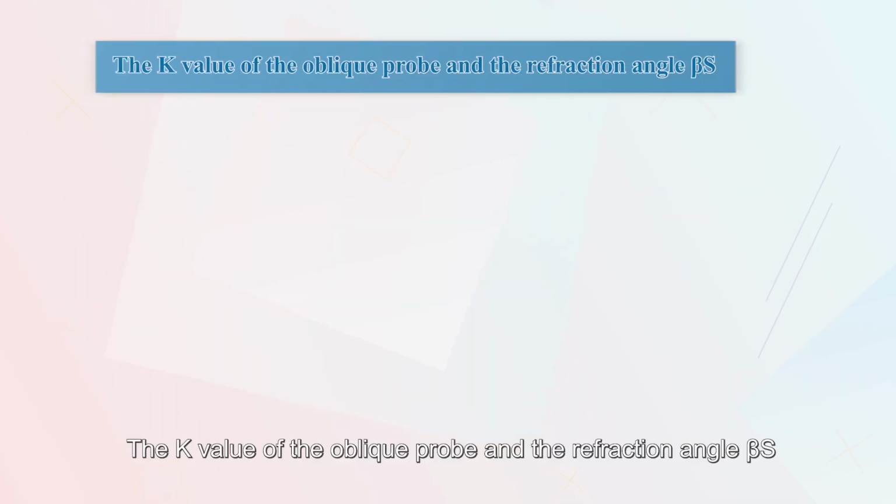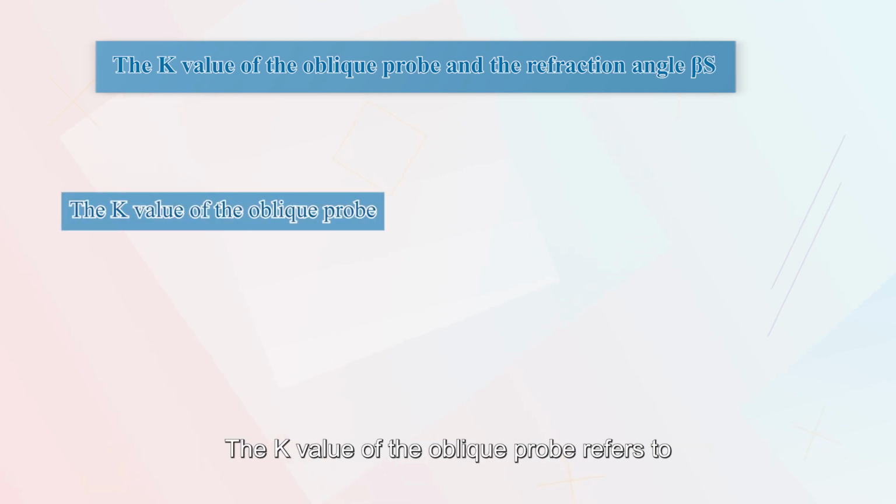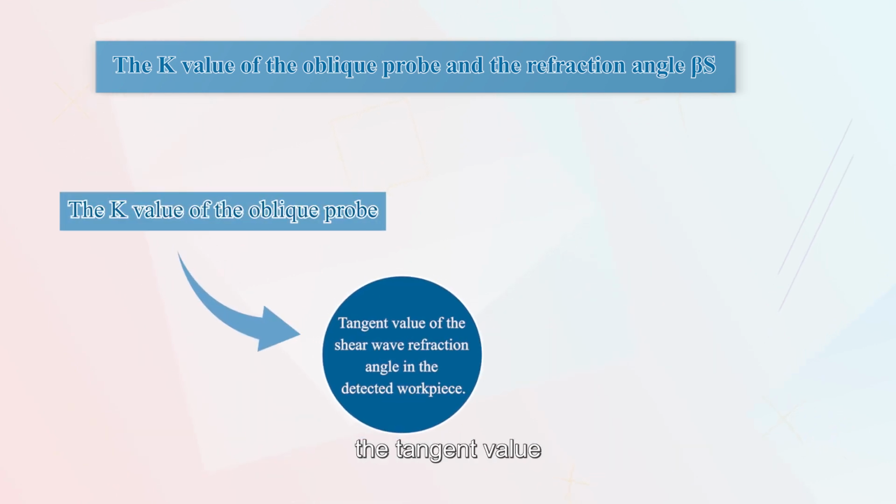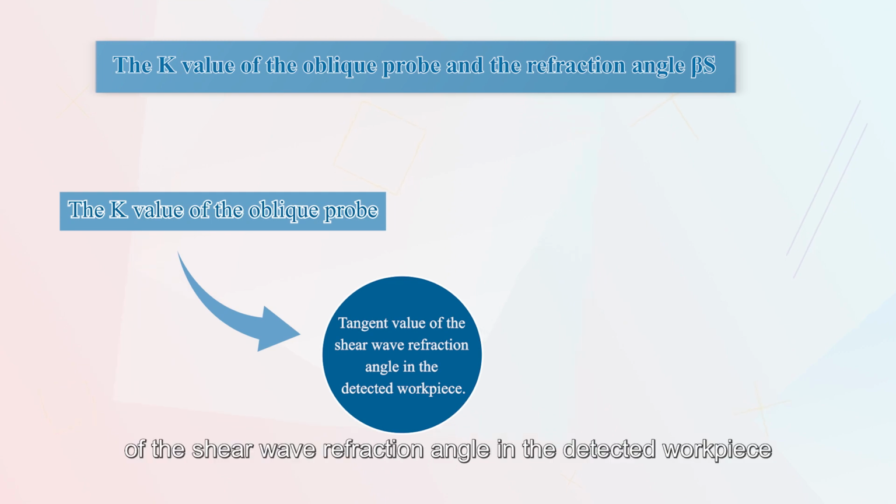The K value of the oblique probe and the refraction angle beta S. The K value of the oblique probe refers to the tangent value of the shear wave refraction angle in the inspected workpiece.